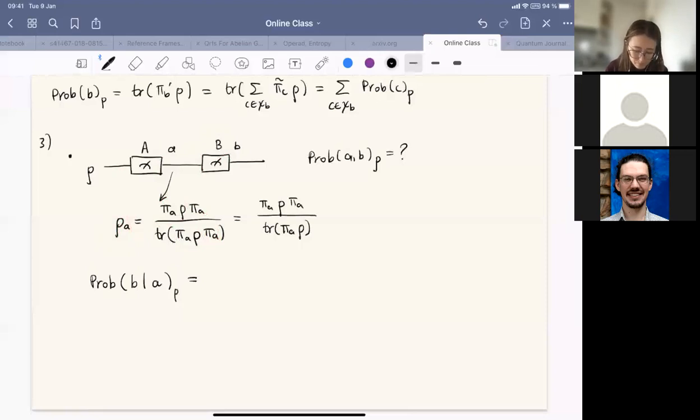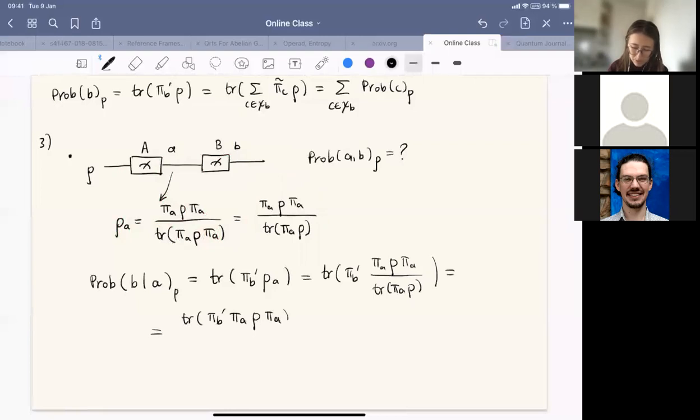So this is just given to us by the usual Born rule, which is the trace of pi b prime rho a. Because here we just perform a measurement, getting outcome b. And here the state is rho a. And so here we can just input our definition of what rho A is. So pi B prime rho A, with rho A being pi A rho pi A over trace pi A rho. This we can rewrite as trace pi B prime pi A rho pi A over trace pi A rho.